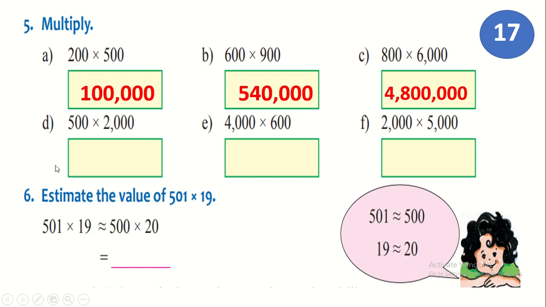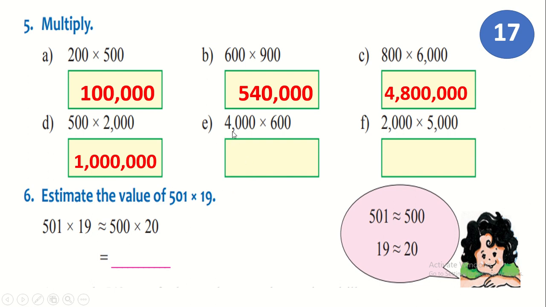Letter D. Letter D is 500 times 2,000. 500, you have 2 zeros here, and 2,000, 3 zeros. 1, 2, 3, 4, 5. You add 5 zeros all. And then 5 times 2 is 10. The answer is 1 million. Okay? 5 zeros, and then 10 becomes 1 million.